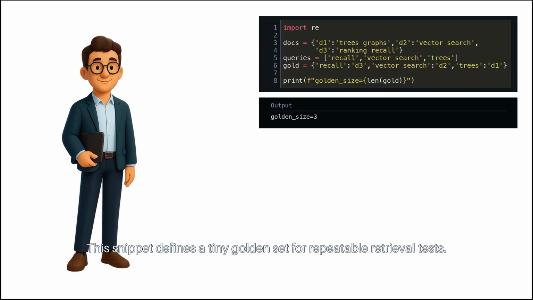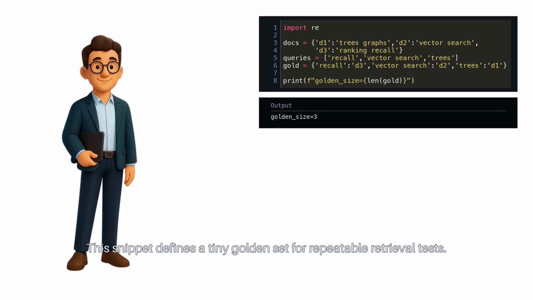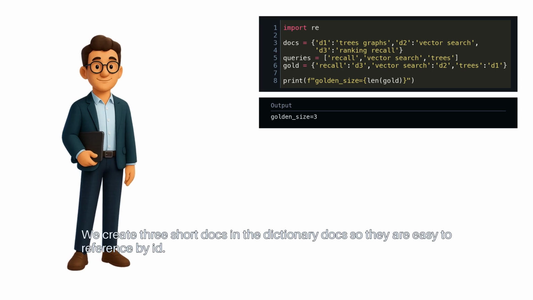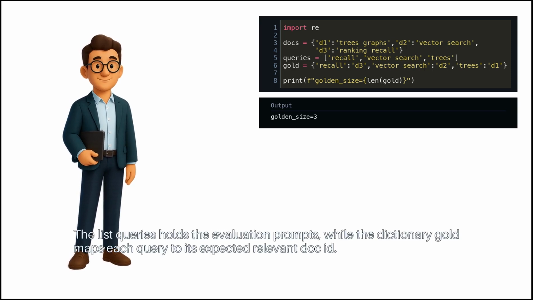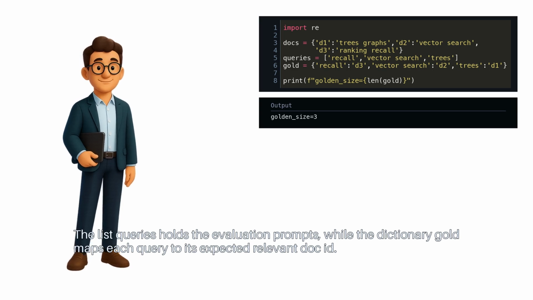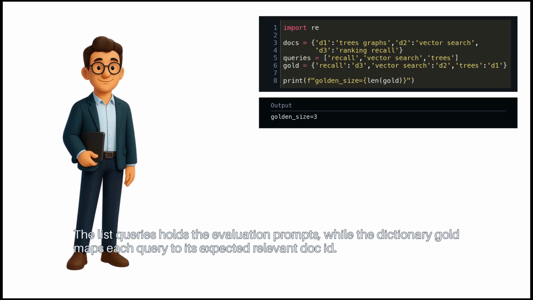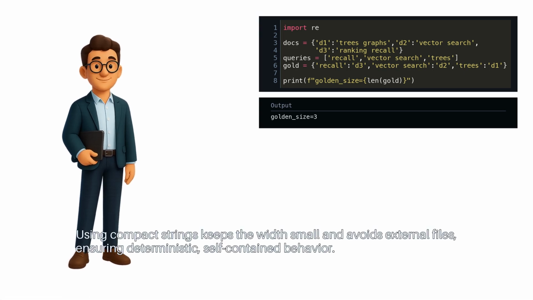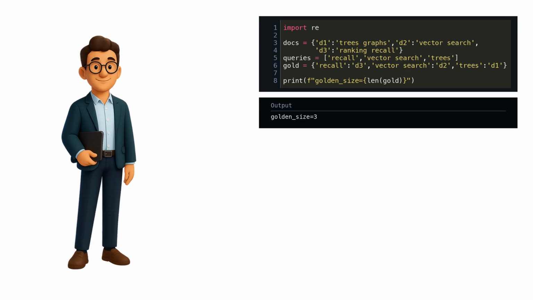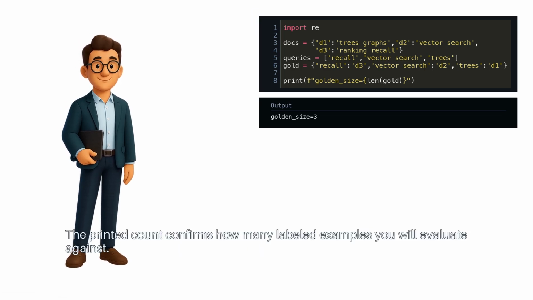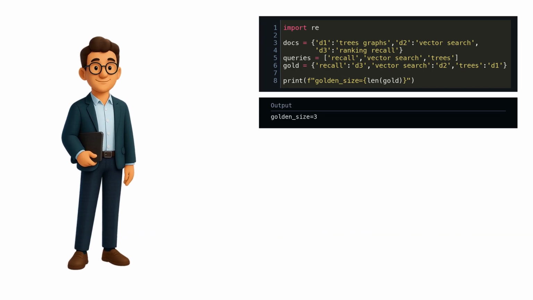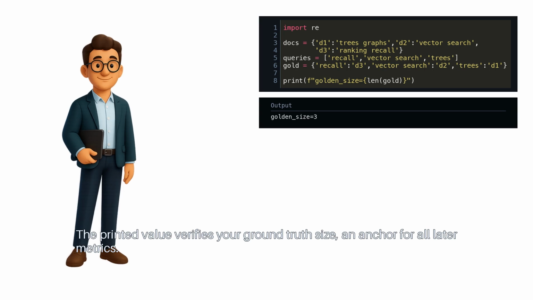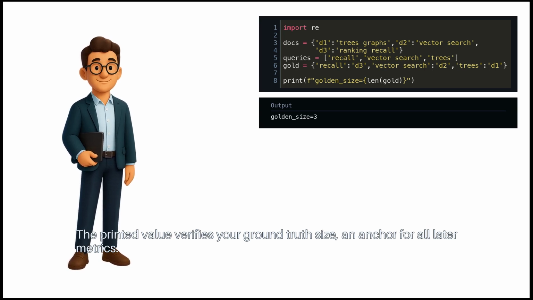This snippet defines a tiny golden set for repeatable retrieval tests. We create 3 short docs in the dictionary docs, so they are easy to reference by ID. The list queries holds the evaluation prompts, while the dictionary gold maps each query to its expected relevant doc ID. Using compact strings keeps the width small and avoids external files, ensuring deterministic, self-contained behavior. The printed count confirms how many labeled examples you will evaluate against. The printed value verifies your ground truth size, an anchor for all later metrics.